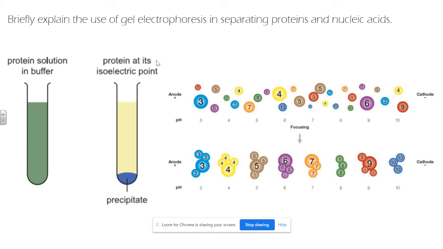If a solution is buffered to a specific pH, only those proteins which have an IEP of that pH will be precipitated out. So we can see this here, we've got pH 4, 5, 6, 7, 8, 9, 10, and only those proteins that have the isoelectric point at that pH will precipitate. So soluble proteins can be separated using an electrical field and a pH gradient. They'll stop migrating through the gel at their IEP. This is known as isoelectric focusing.